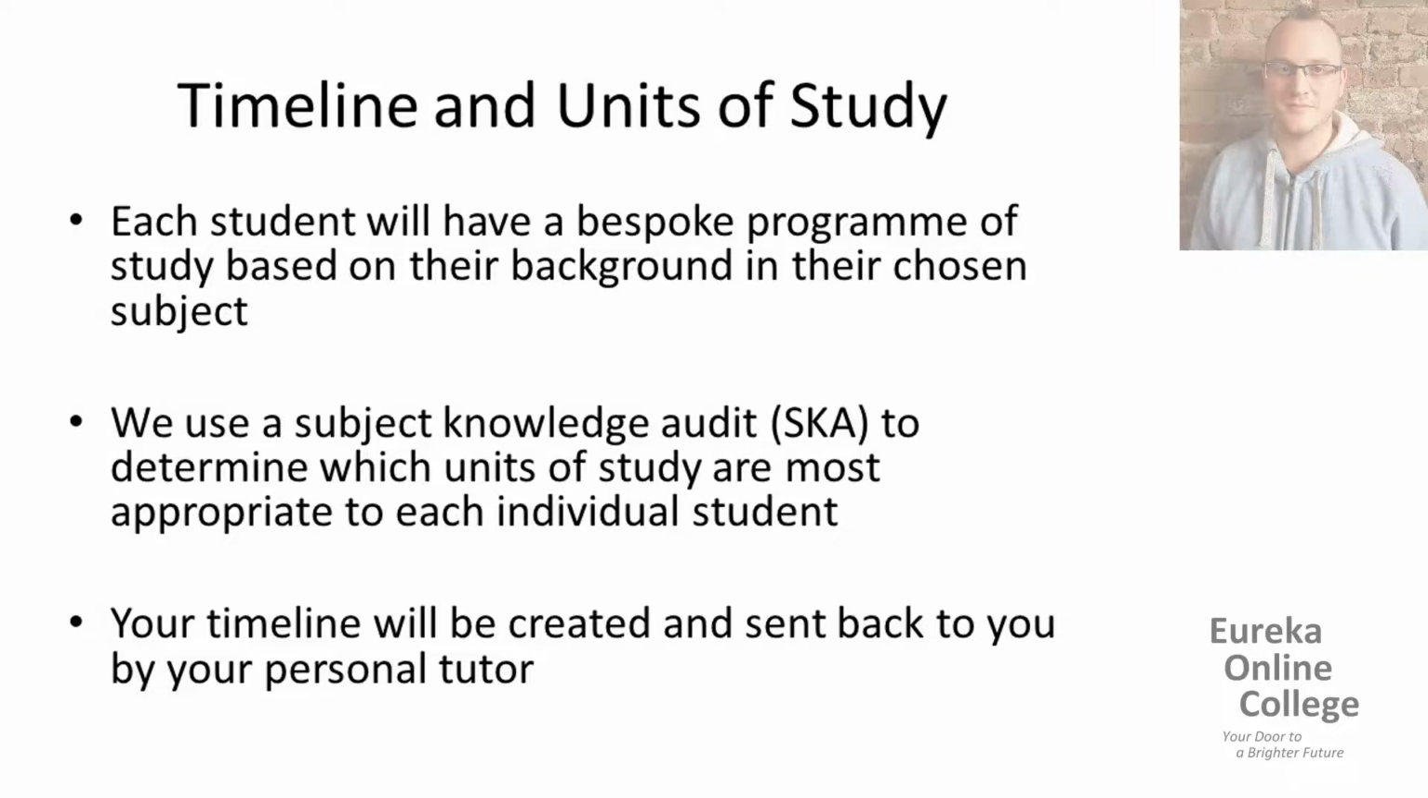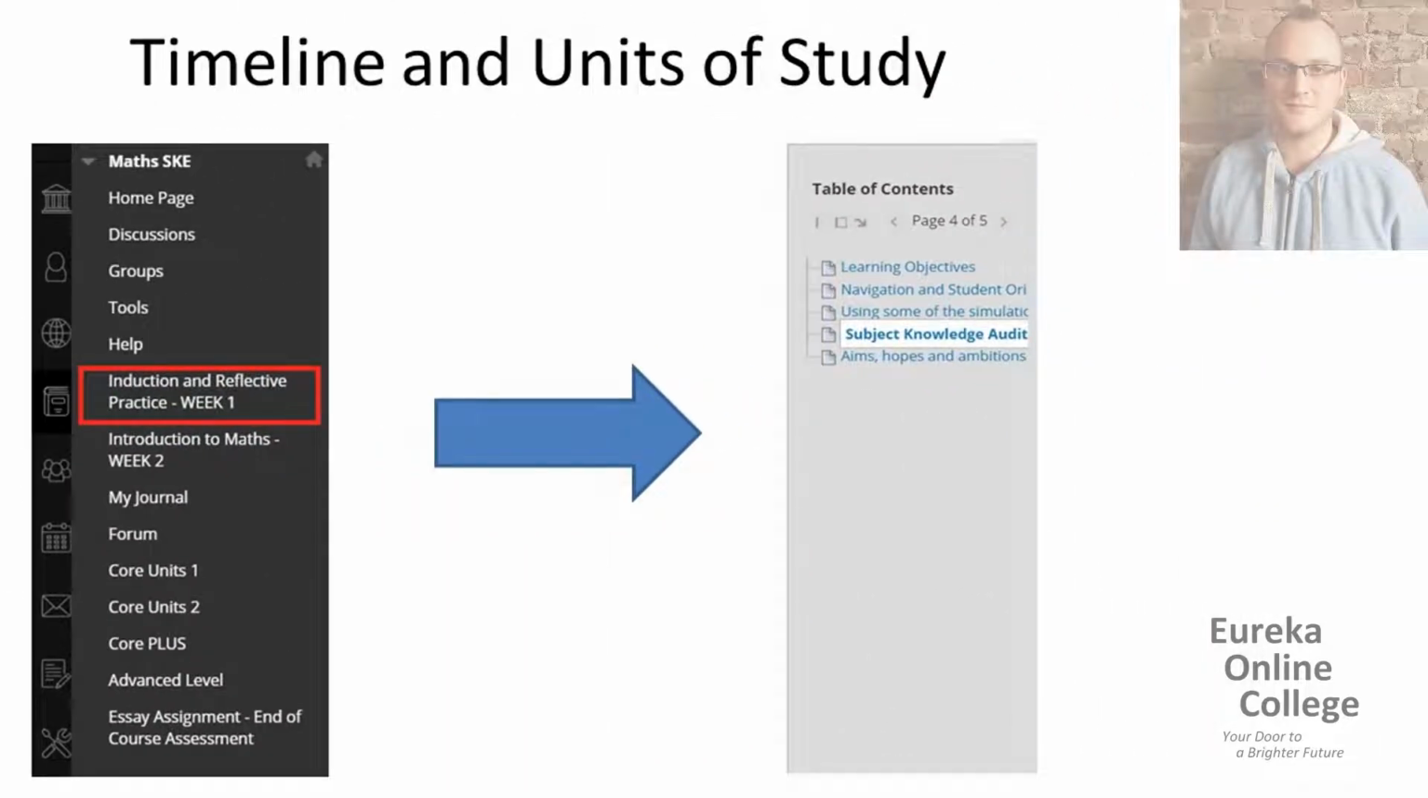So where can you find this subject knowledge audit? Well, you go to Induction and Reflective Practice, Week 1, on the left-hand side after you log in. That will bring up a table of contents, which you would really work through in sequence, but I'm just showing you specifically where the subject knowledge audit can be found. For the Mathematics SKE, you can see it's the 4th item down in the first week. It may be sooner or later, depending on the subject that you're doing. The induction week is slightly different in terms of its layout for each subject, but at some point in that first week, one of the items will be the subject knowledge audit.